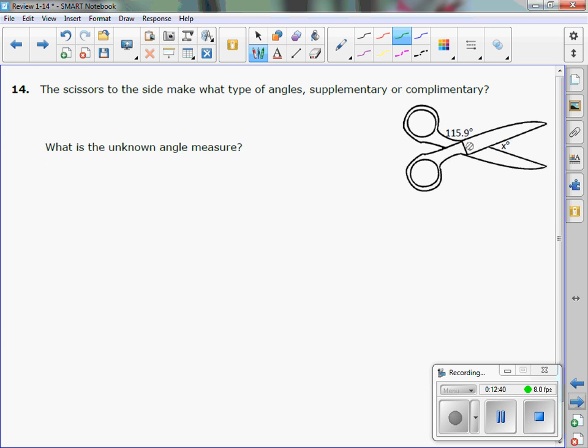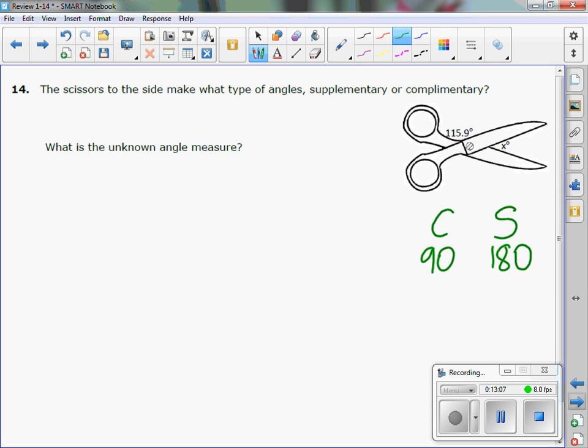And the last one for this video, you can find the rest of the review worked out on a separate video. The scissors to the side make up what type of angles? Supplementary or complementary? So it's important to remember these two terms. A couple ways that you can remember: C comes before S in the alphabet. 90 comes before 180 on the number line. So complementary is when two angles added together, their measurements equal 90 degrees, whereas supplementary is the sum of two angles that equals 180.